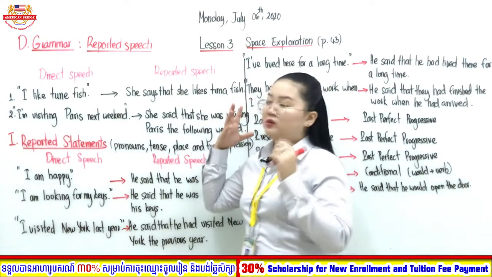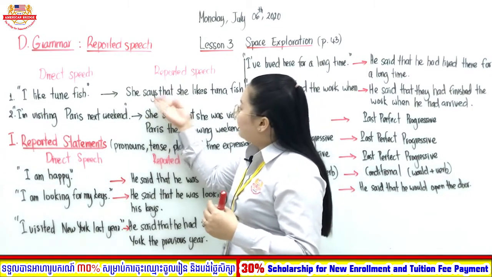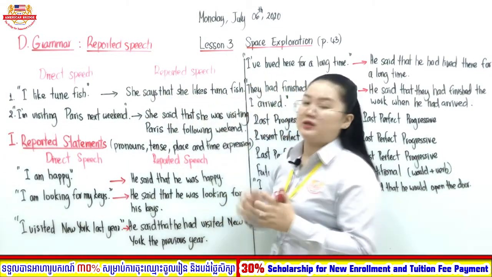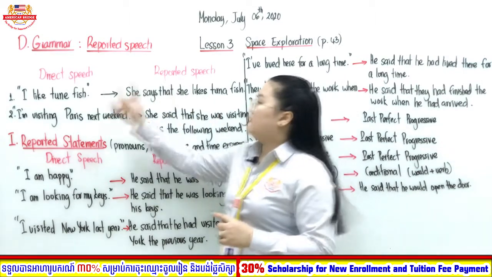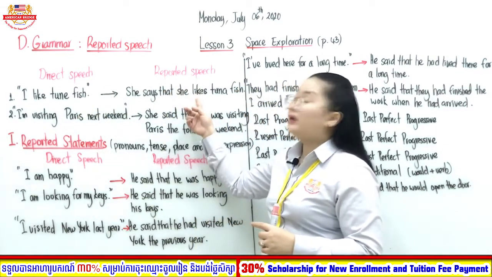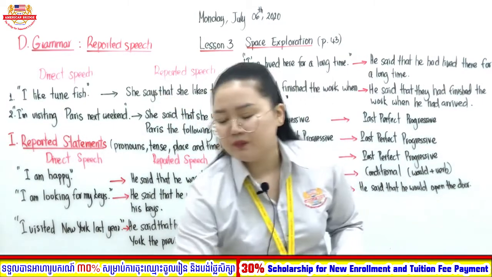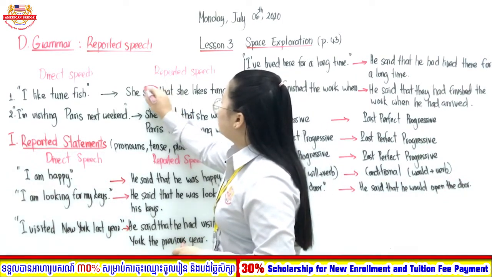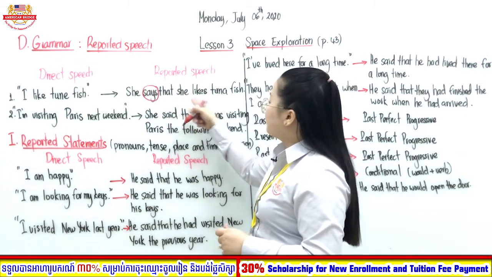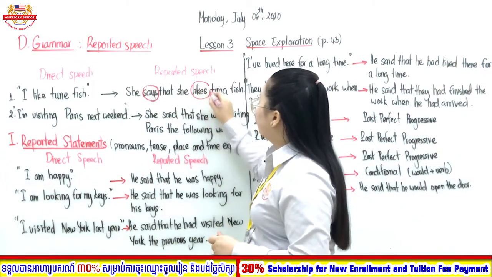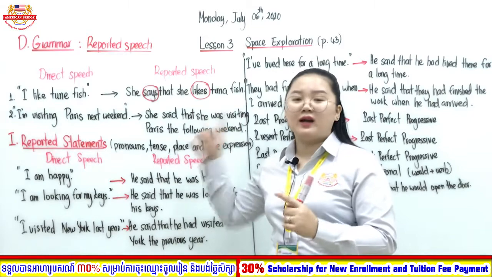So here, when you want to report that person's words, you say, she says that she likes tuna fish, alright? So what is the difference between this sentence and this sentence? This sentence we call direct speech, and this sentence we call reported speech. And the difference is here, you see, she says, in the present form, right, that she likes tuna fish. Alright, so let's skip this one first and look at the next one, alright?